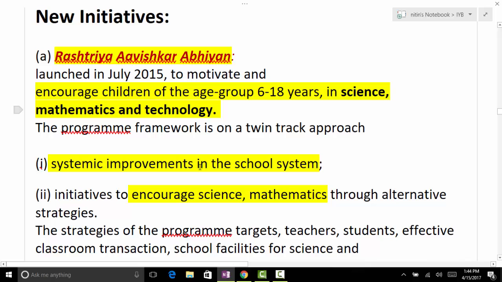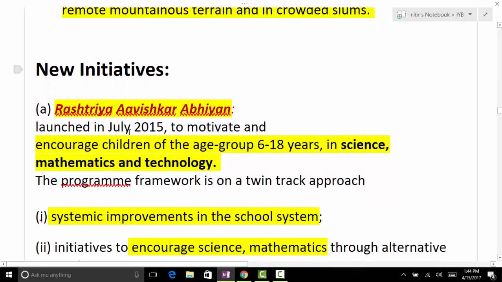Okay, we go through the initiatives one by one. First one is, so these are new initiatives. From now onwards, these are very important for your prelims exam. Remember them separately, collectively, whatever the way, different features, question can be asked.